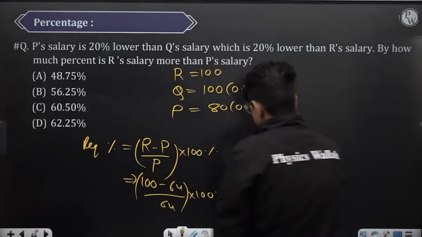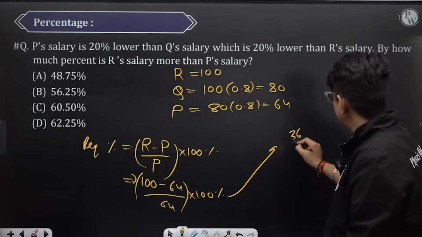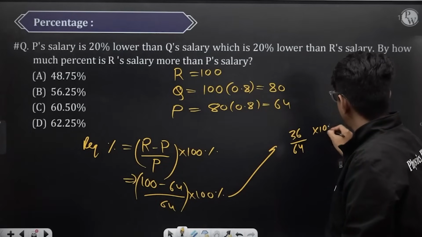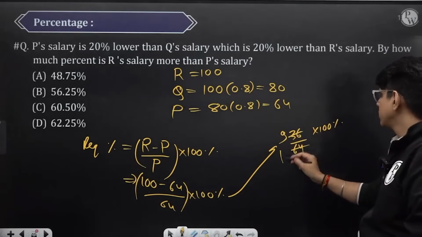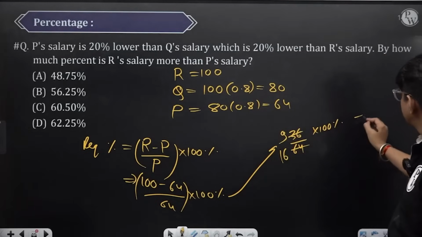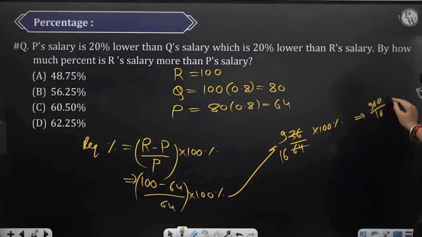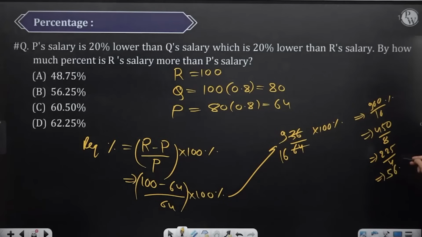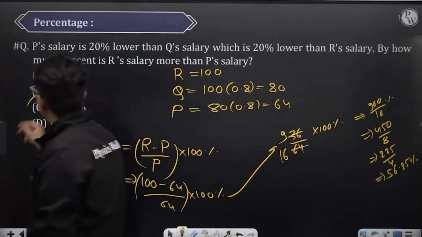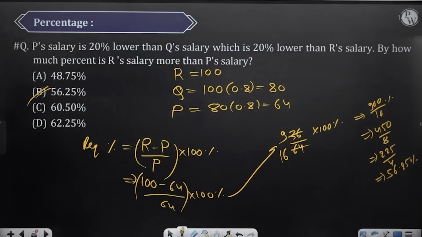What is this? 36 by 64 into 100. Simplify by 4, 4 nines are 36 and 4 sixteens are 64. So this is 900 by 16%. Simplifying further, 450 by 8, then 225 by 4. Now if you divide this, 4 fives are 20, 4 sixes are 24, so 56.25%. Option B is the answer for this question.